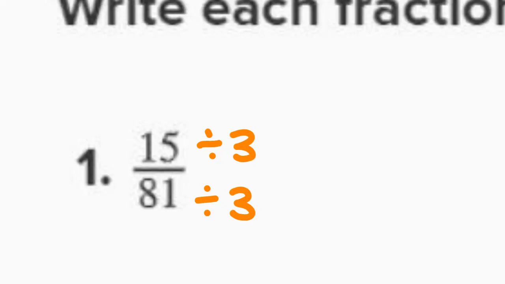How do you know if 5 will go into a number? What kind of numbers would it have to end with if 5 goes into it? 0 or 5. So if a number ends in a 0 or a 5, then 5 will go into it. 81 doesn't end in a 0 or a 5. That's how we knew that 5 wasn't going to go into that.